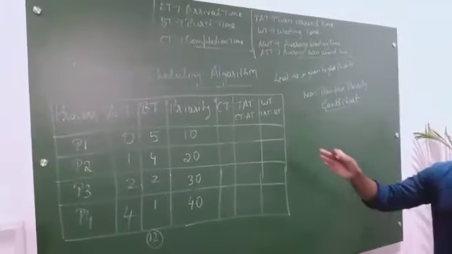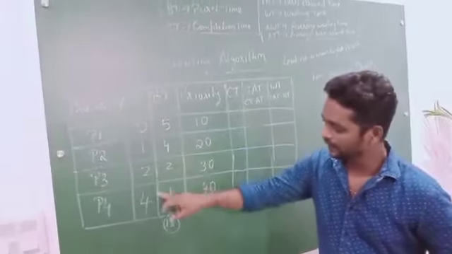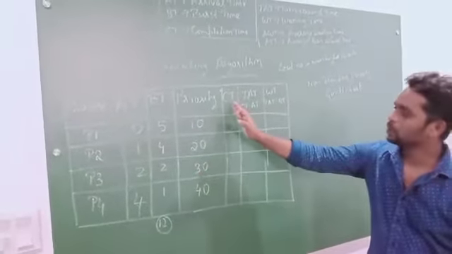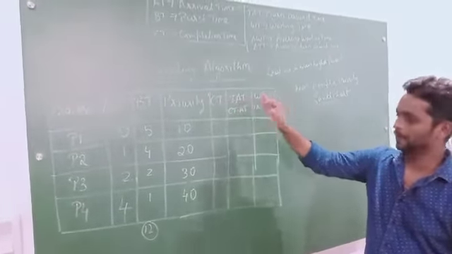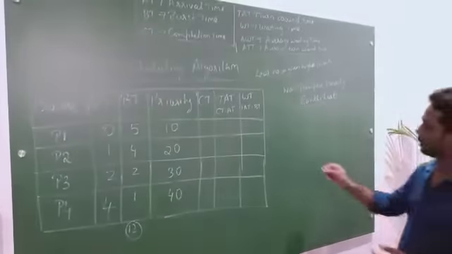Yeah, guys, we'll take one more example for priority scheduling algorithm. Whenever they give arrival time, I'll use these columns: completion time, turnaround time, and waiting time. Only whenever they give arrival time. Okay, so non-preemptive I'll solve first.